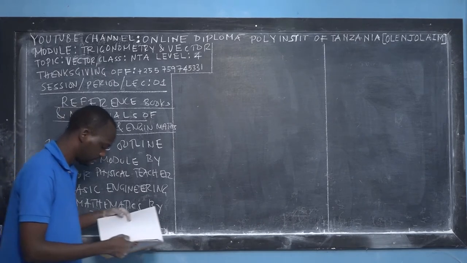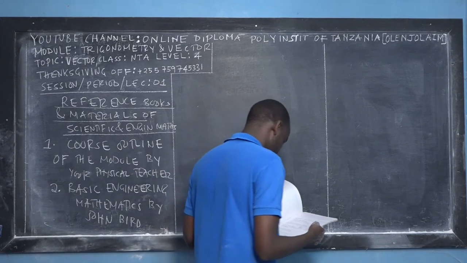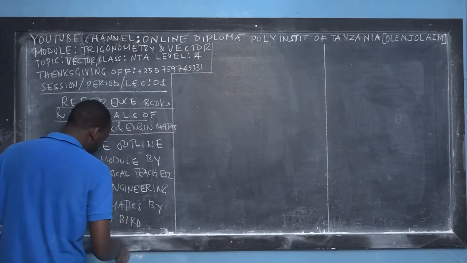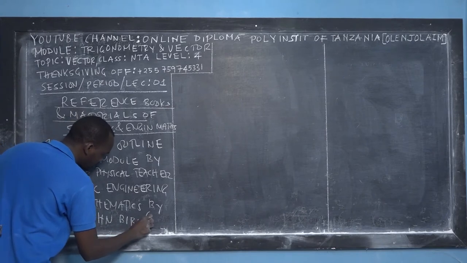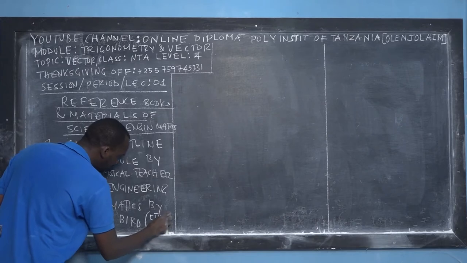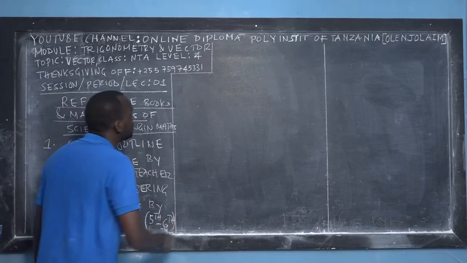Okay, by John Beck. So this is the author of that. There is a fifth edition. You can have either the fifth edition, but also you can have the sixth edition. You can have the soft copy or the hard copy.